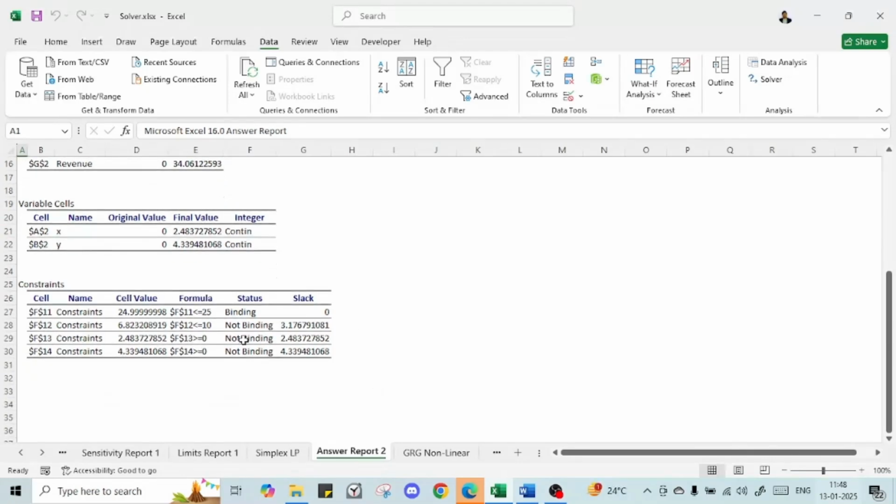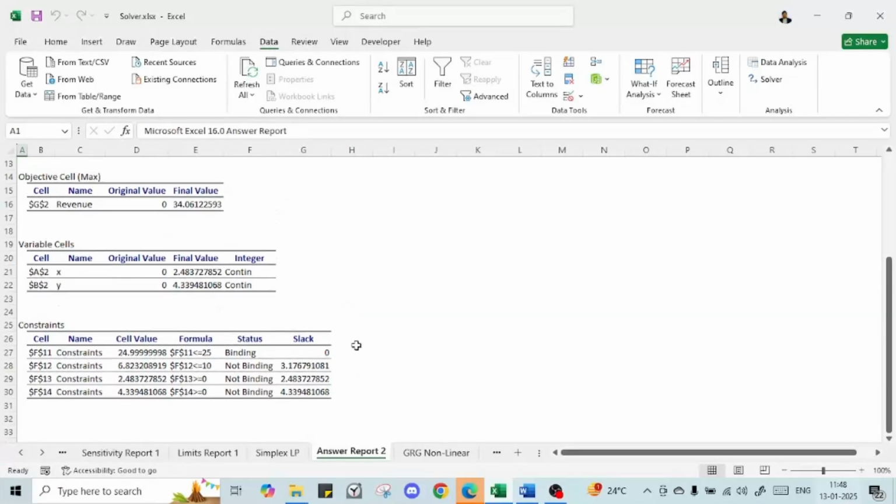And this is our constraint, and we can see here which is binding and which is not binding. Binding, as we already discussed in simplex linear programming, is something which is very important to consider, and slack is also one of the important values which has to be considered.